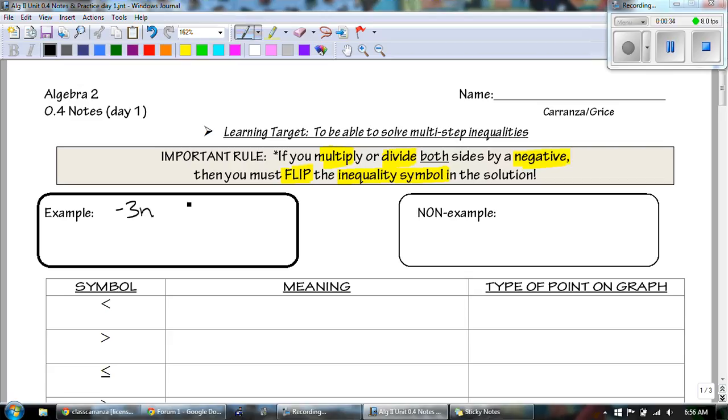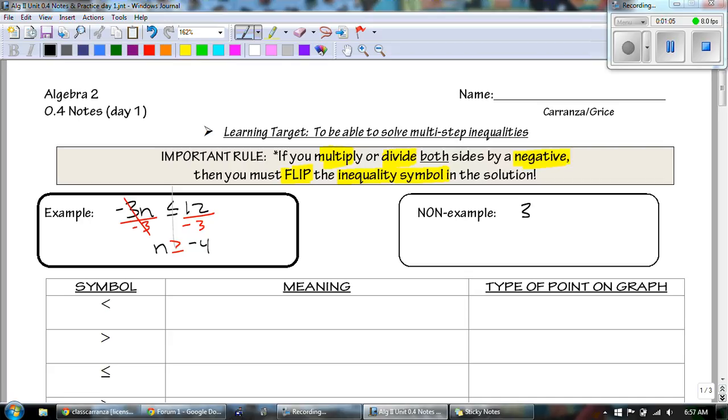So if I have negative 3n is less than or equal to 12, to get the n by itself, I would need to divide, and I would divide by a negative 3. So the rule says if I'm dividing by a negative number, I have to flip the symbol, and then 12 divided by negative 3 would be negative 4. Okay?